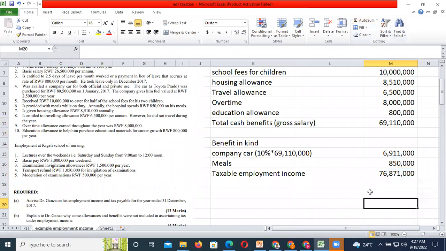Now from here I can compute my tax, because these two incomes are taxed differently. I cannot combine them. If they are taxed in the same way, I can combine. But since they are taxed differently, I can't combine the second employment and the first employment, because the second employment you're going to tax at 30%, and the first employment you're going to tax in bands. So the tax liability, I can compute here.